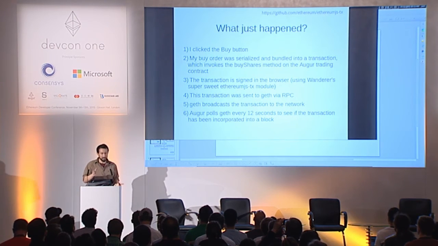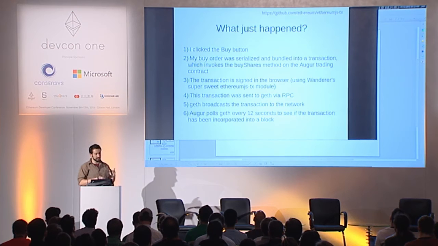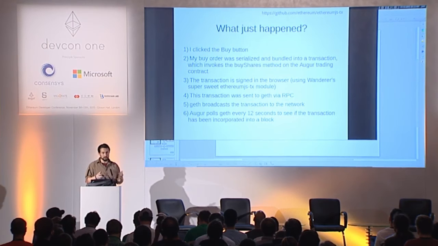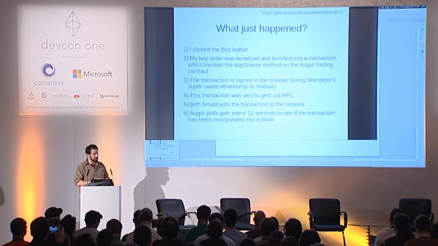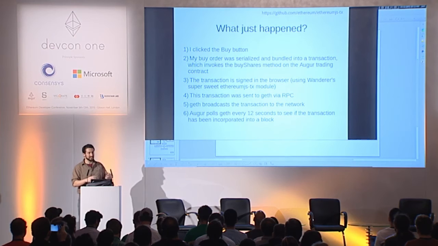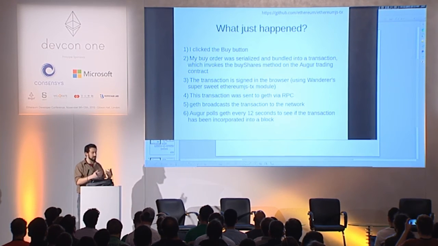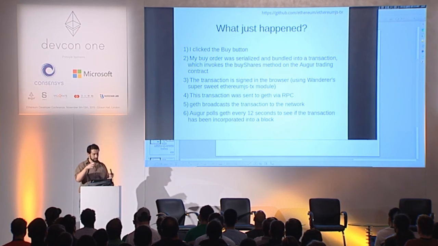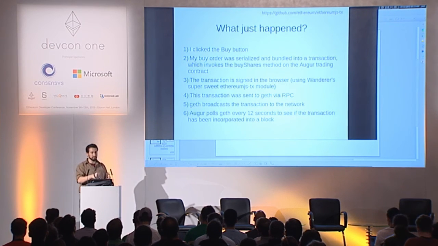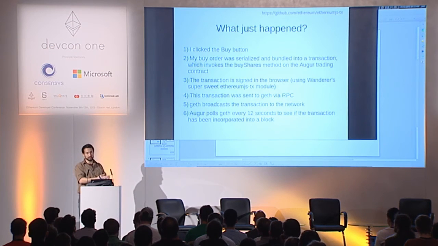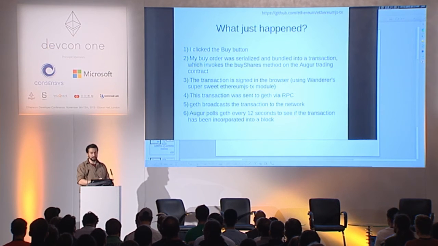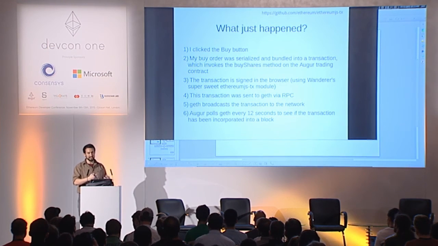Okay, so what just happened here? Well, I click the buy button, but what happens after that? So your buy order gets serialized, bundled into a transaction, and on the Augur trading contract, there's a buy shares method. Now the transaction actually gets signed in the browser, right? I said that you don't need to have a local Geth node running. In fact, you can sign this just using JavaScript in the browser, and then you submit the signed raw transaction to the Ethereum node that way. And in that case, the Ethereum node does not ever need to see your private key. It just gets the signed transaction.